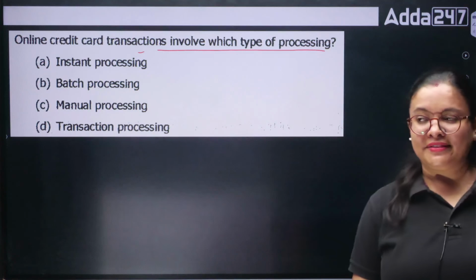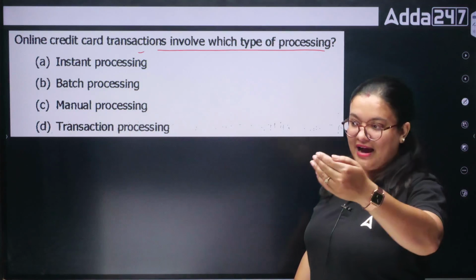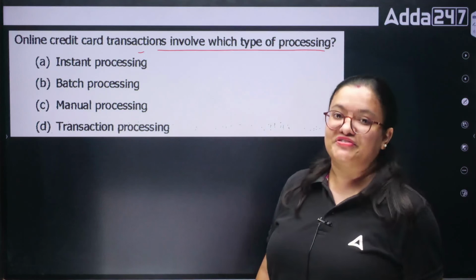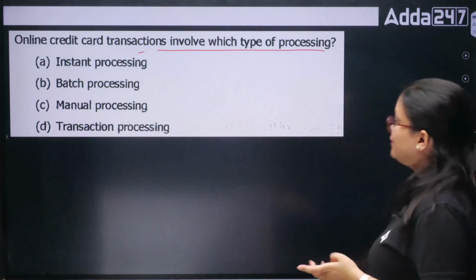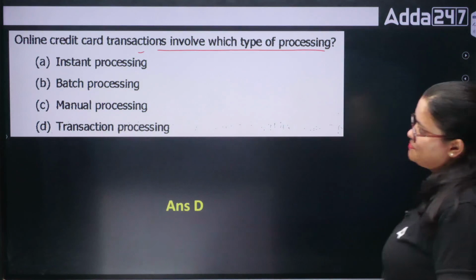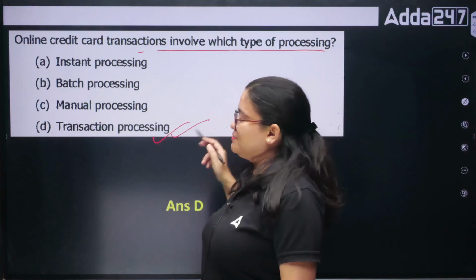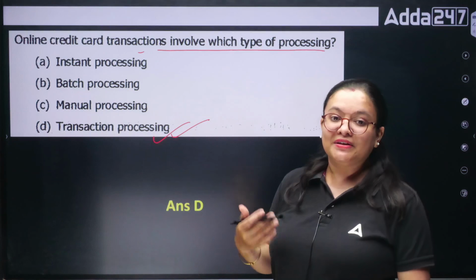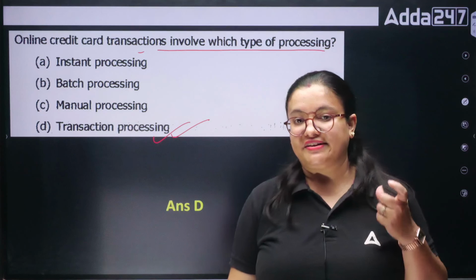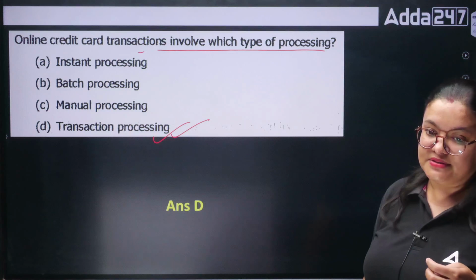What I am doing there, I have already mentioned the word, I am doing a transaction, right? I am paying somewhere. So it is known as transaction processing, because I am paying somewhere, I am giving a transaction. That is the reason why we say online credit card is transaction processing.